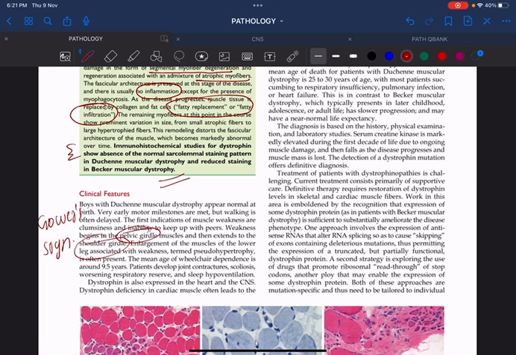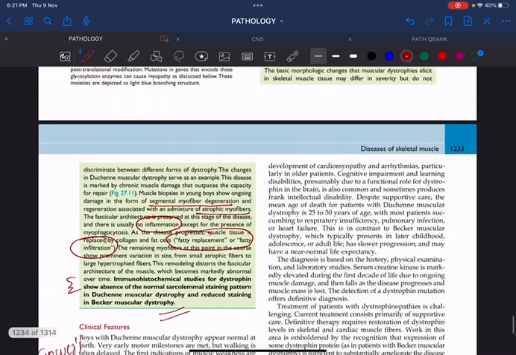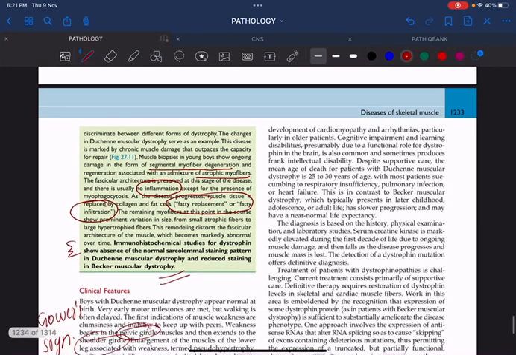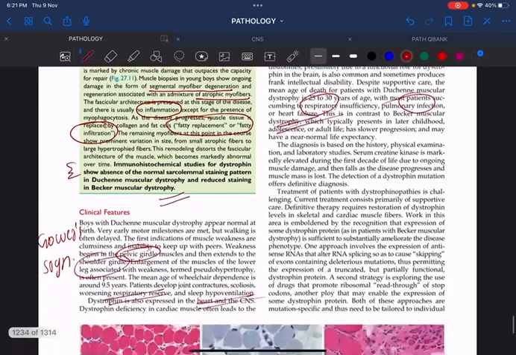and remember, there will be death by age of 10 or 13 years, and this is mainly because of worsening respiratory reserve and sleep hypoventilation, whereas the death will be around the age of 30 or 35 years, okay, more life expectancy in case of Becker's muscular dystrophy. In Duchenne muscular dystrophy, there will be respiratory insufficiency, pulmonary infection, and heart failure.